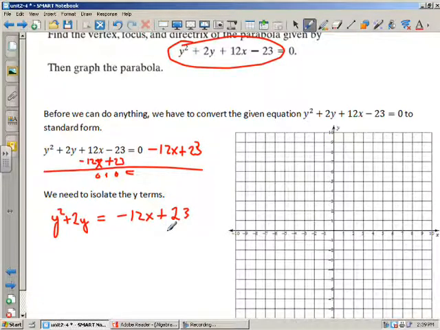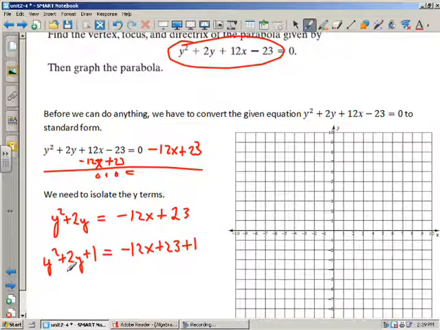Now, here's what I've got to do next. Complete the square. I've got y squared plus 2y. So I'm going to take half of 2 and then square it. Half of 2 is 1, and 1 squared is 1. So I add 1 to this side. Well, if I add 1 to the left side, I've got to add 1 to the right side.